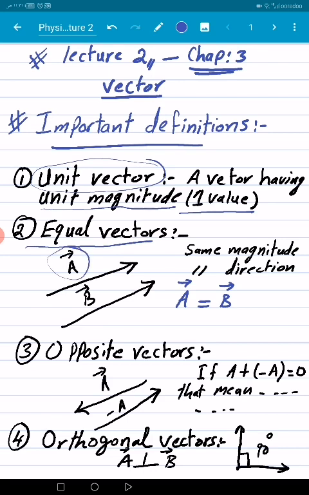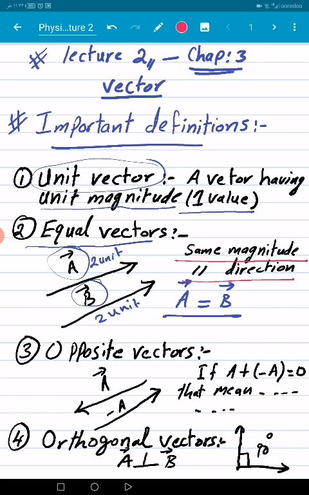If I have a factor A and a factor B, if factor A has, for example, 2 units and factor B also 2 units, we can say factor A is equal to factor B. That means these two factors A and B have the same magnitude and the same direction, so in that way we say factor A is equal to factor B.